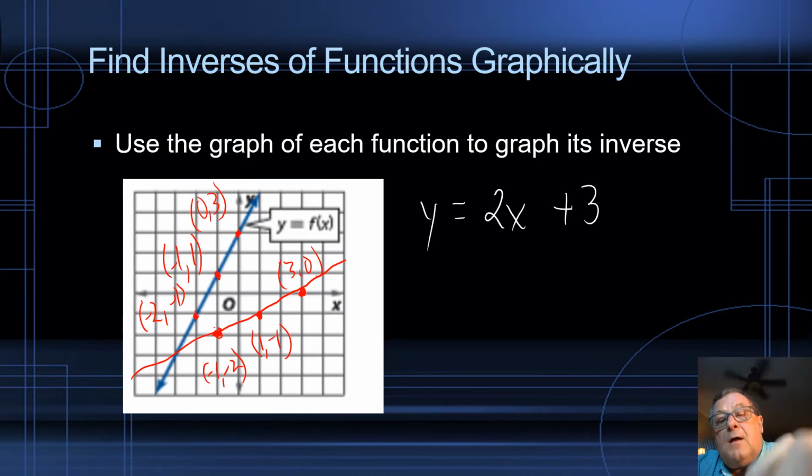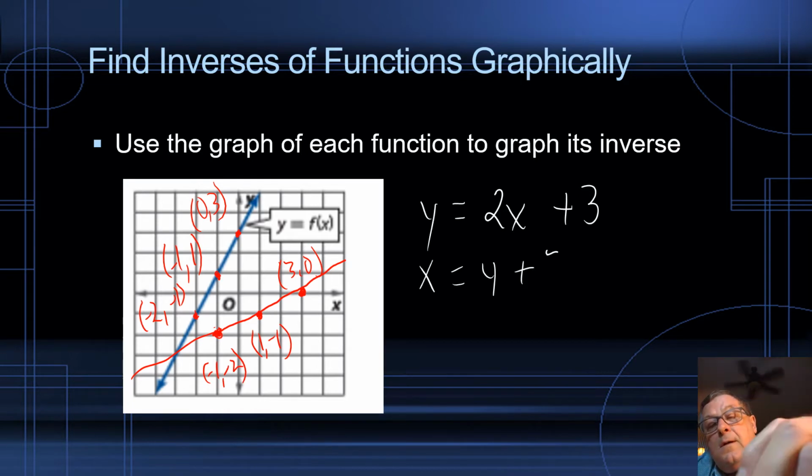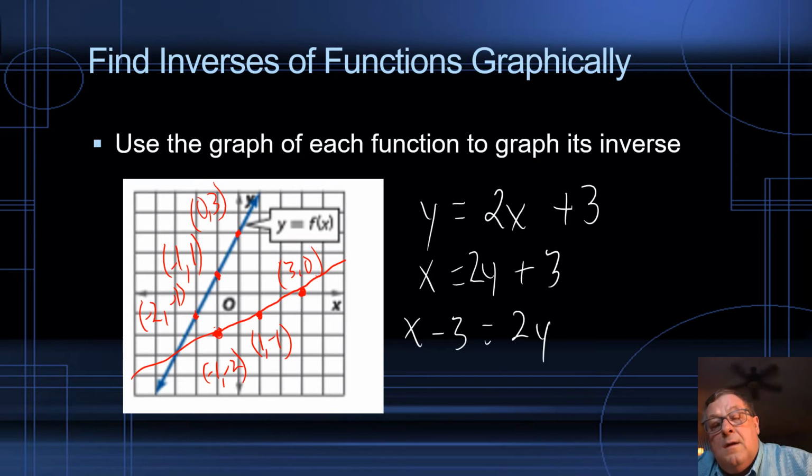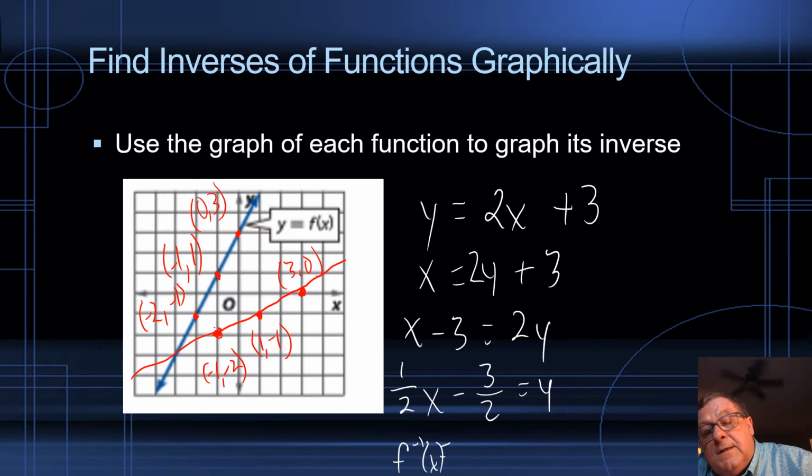And then if I were to find the inverse algebraically, remember, I'm just going to swap the x and y coordinates. And we're going to solve for y, so we'd end up with x minus 3 equals 2y. Then we divide everything by 2, and once we do, we have 1/2 x minus 3/2 equals y. Then we write that in inverse function notation, such that the inverse function of x is equal to 1/2 x minus 3/2.